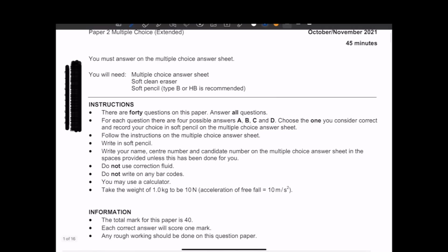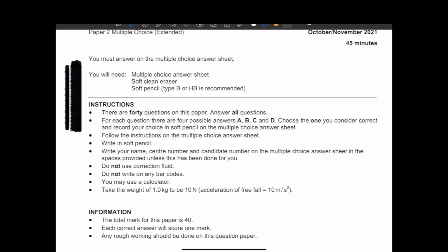Instructions: there are 40 questions on this paper. Answer all questions. For each question, there are 4 possible answers: A, B, C, and D. Choose the one that you consider correct. Follow the instructions on the multiple choice answer sheet. I'm going to show it to you now on the screen. Write in soft pencil.